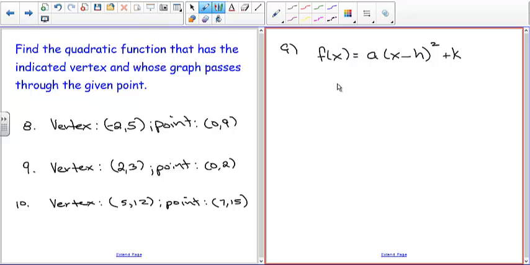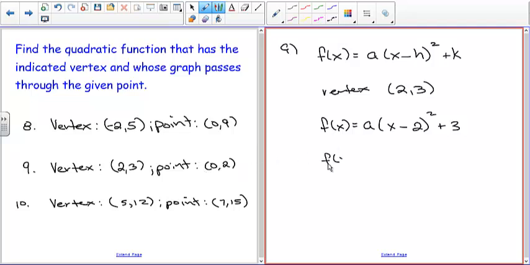So the vertex, using the vertex as 2, 3, we can write this as f of x equals a times x minus h, which is 2, quantity squared, plus k, which is 3. Then we use this f of 0 is 2. So that means f of x equals 2, x equals 0.